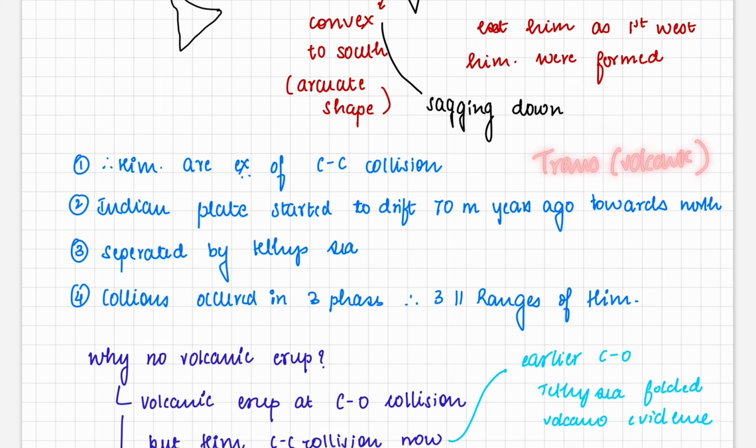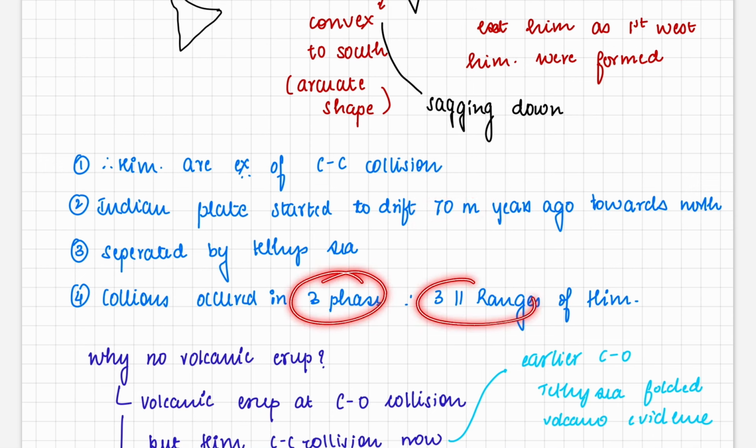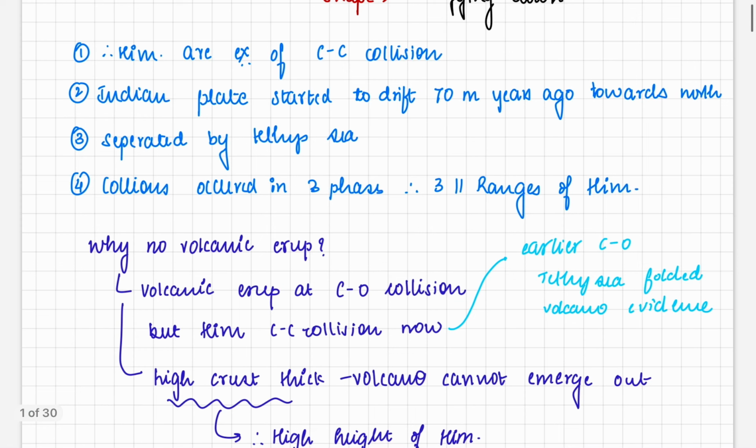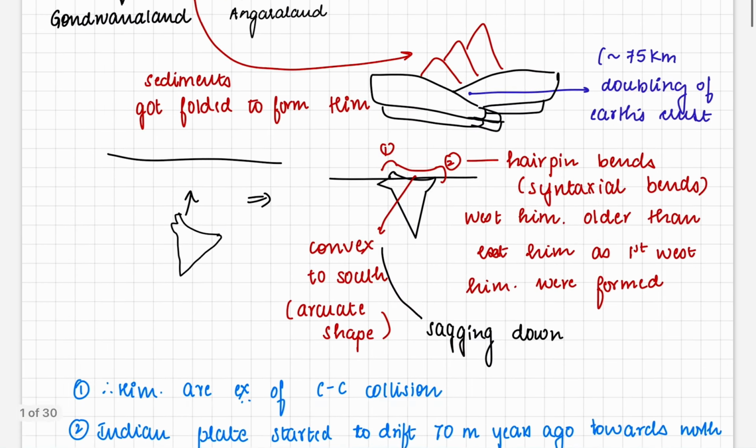The Indian plate started, as we saw, 70 million years ago. It is separated by the sea. The collision occurred in three phases, and hence we have the three parallel ranges of Himalayas, known as the Greater Himalayas, the Middle Himalayas, and the Shivaliks. Why don't we see the volcanic eruption now in the Himalayas? Because still the plate is moving and the Himalayas are still getting higher. This is due to the doubling up of the continental crust.